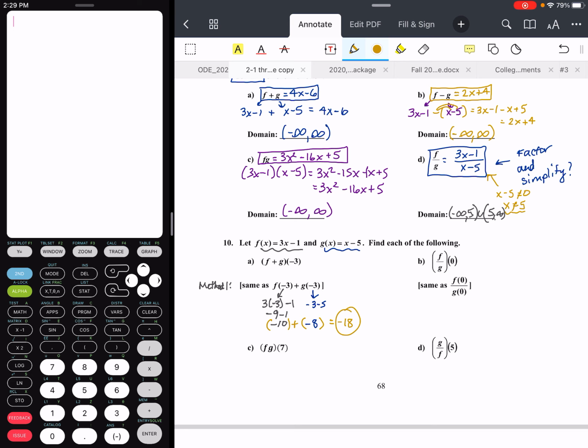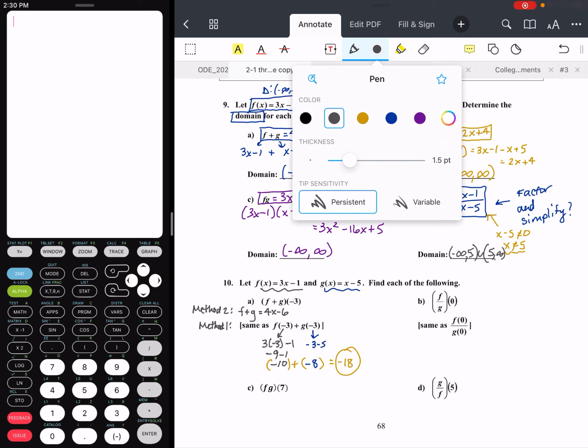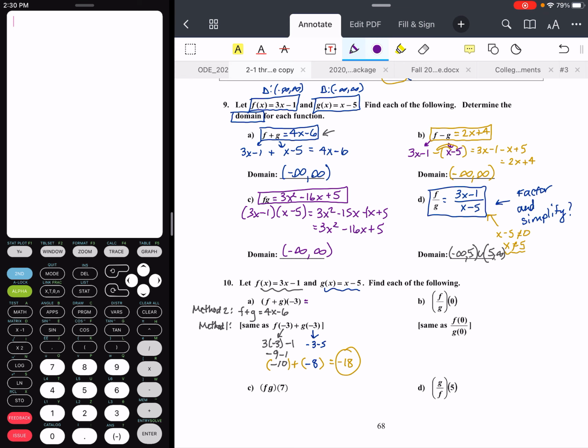Method 2, and I'm going to go out of order, but I'm going to write method 2 above method 1. Method 2 is, earlier in part A, we got that f plus g equals 4x minus 6. So f plus g of negative 3 would equal 4 times negative 3 minus 6, just replacing this x with the negative 3. This gives me negative 12 minus 6 for a grand total of negative 18. So we end up with the same answer no matter what.